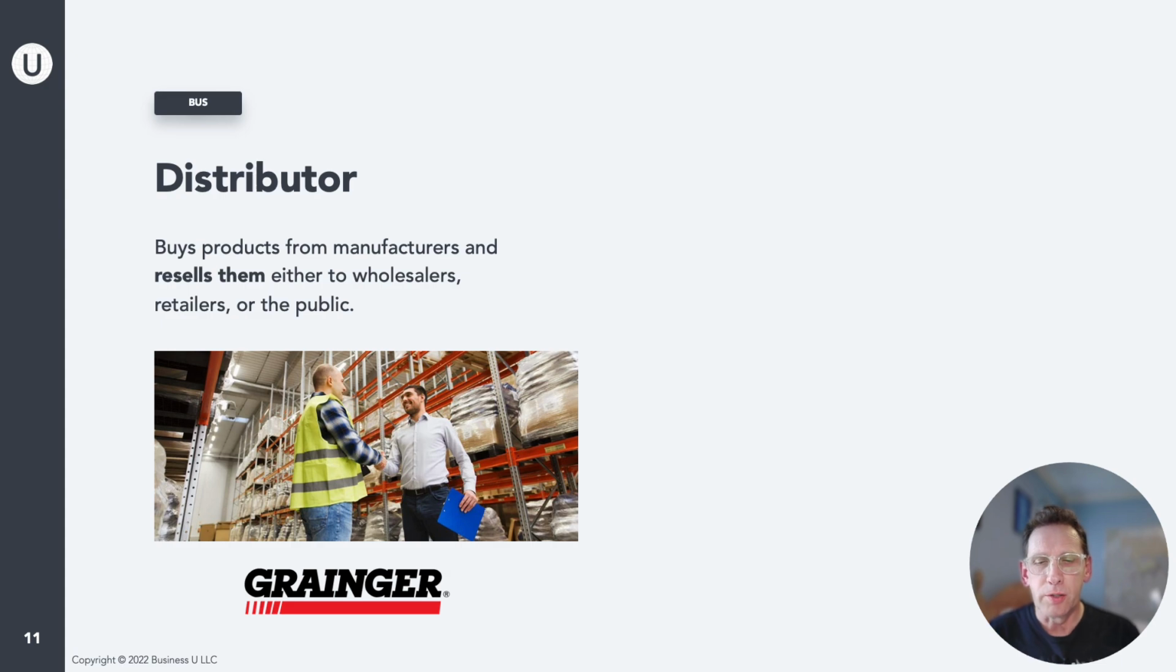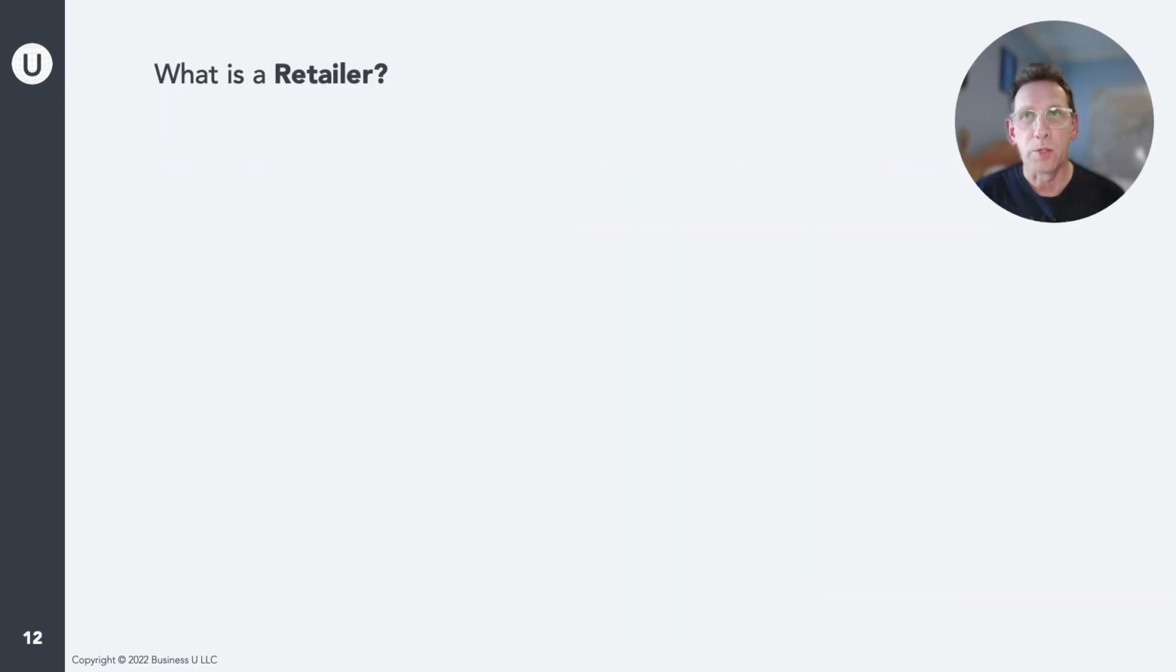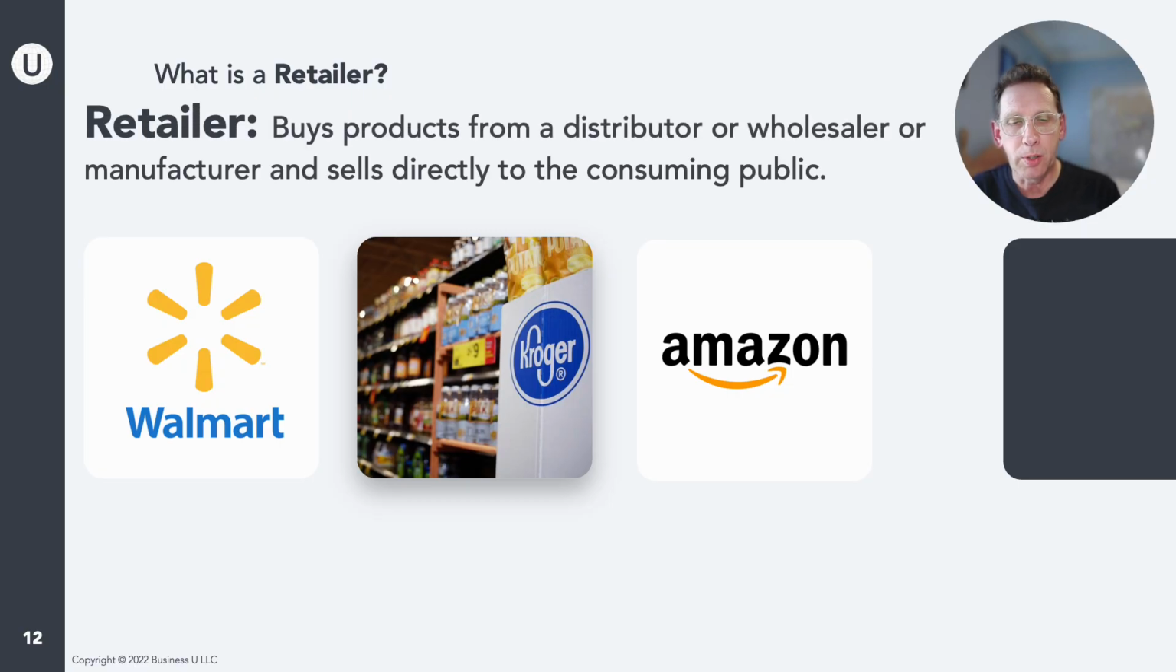Next is a distributor. Now, a distributor buys products from manufacturers and then resells them to either wholesalers, retailers, or the public itself. Grainger is an example of a distributor. Now, on the other hand, a wholesaler buys large quantities of products from manufacturers or distributors and then warehouses or stores them and then sells them to retailers. Oh, speaking of retailers, what is a retailer? A retailer buys products from a distributor or a wholesaler or a manufacturer and then sells directly to the consuming public.